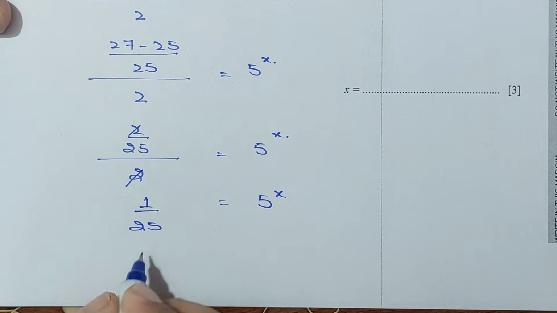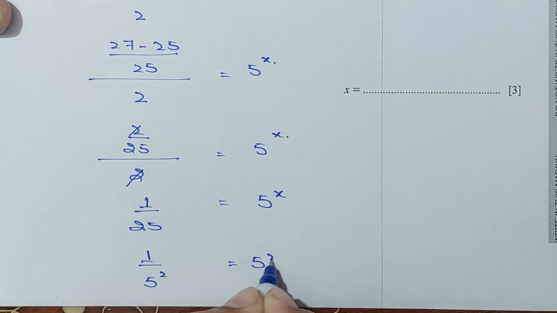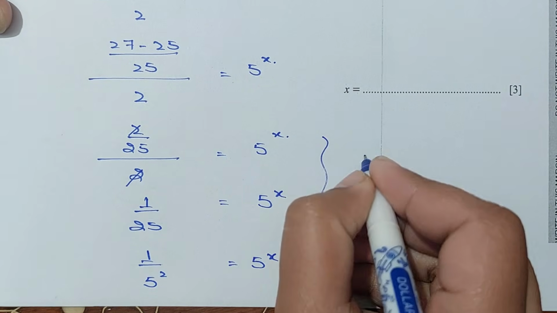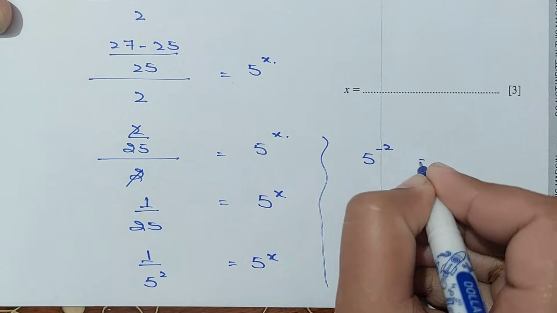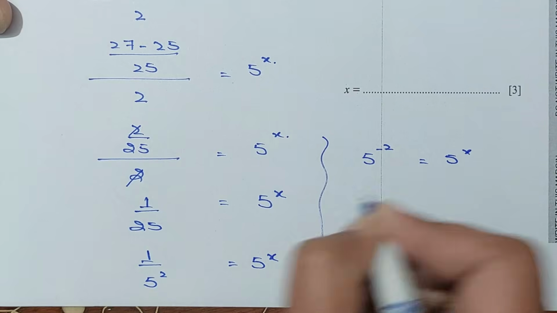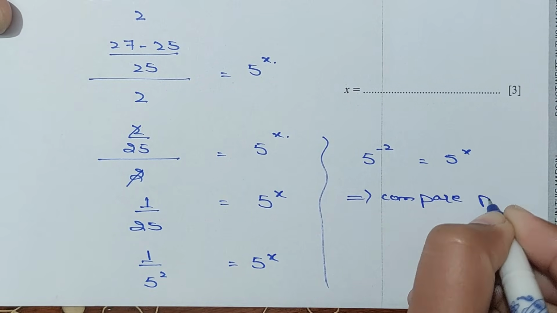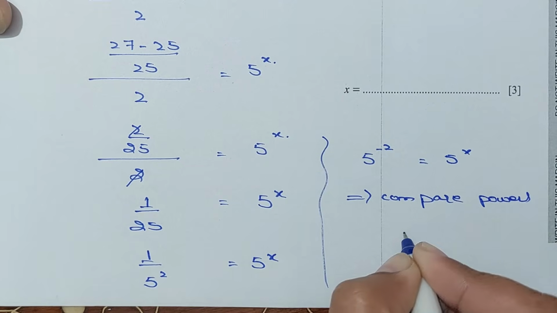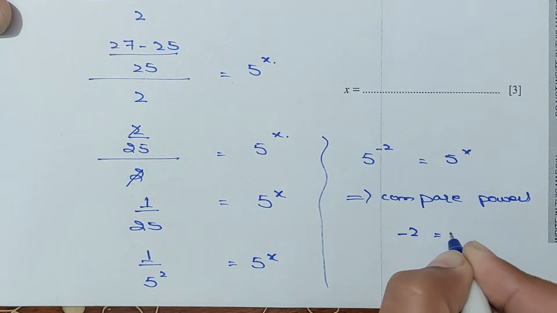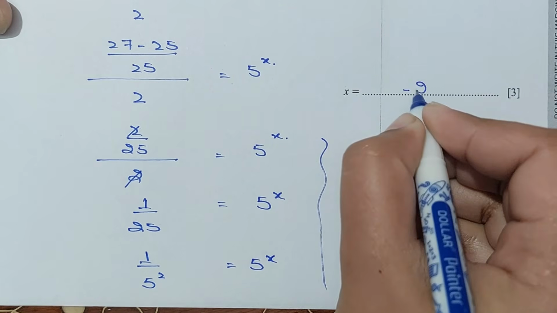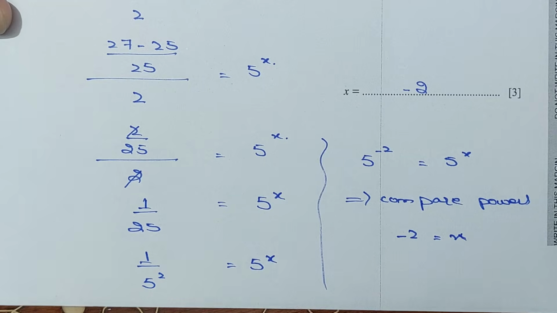1 over 25 is basically 1 over 5 squared, which equals 5 to the power x, right? So it's 5 to the power minus 2 equals 5 to the power x. When the base is the same, we can compare the powers. So minus 2 is the x. So the x value is negative 2, right?